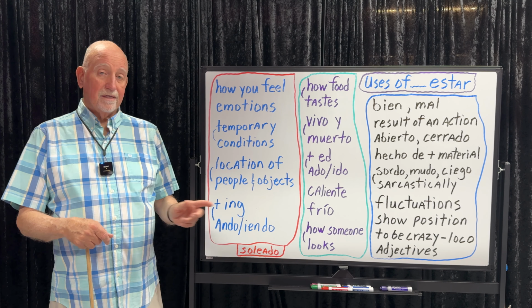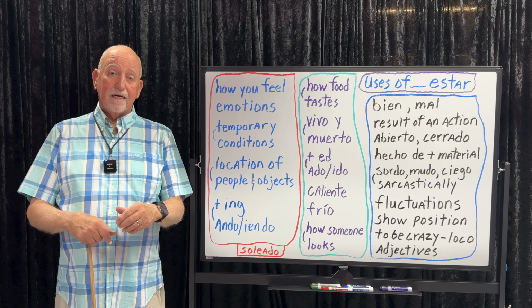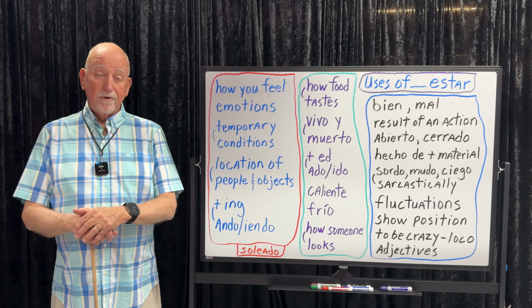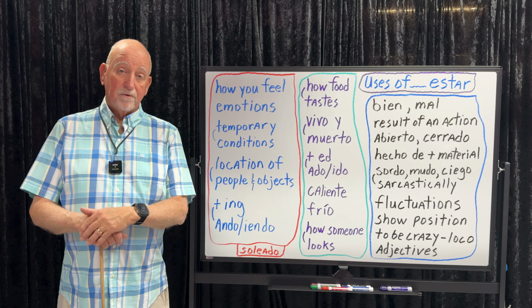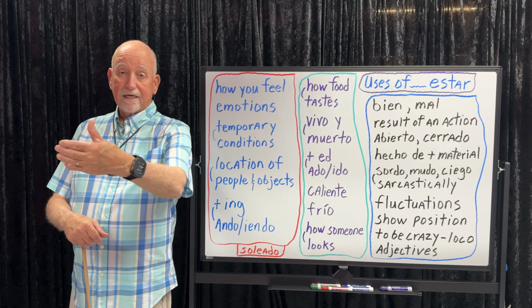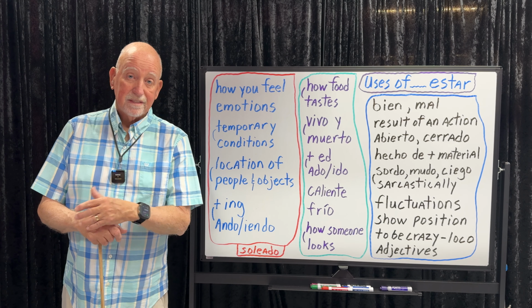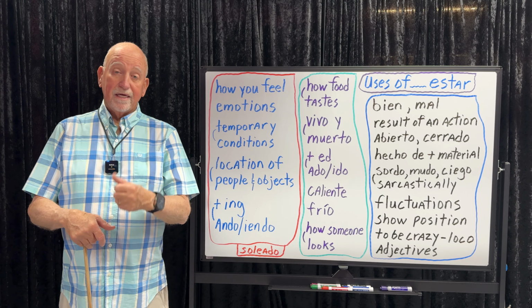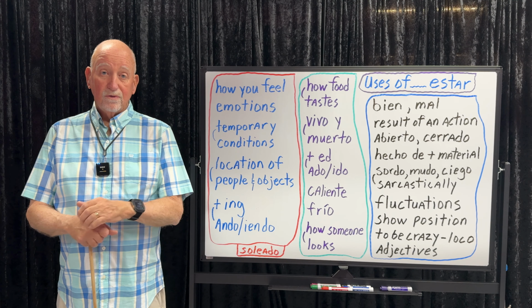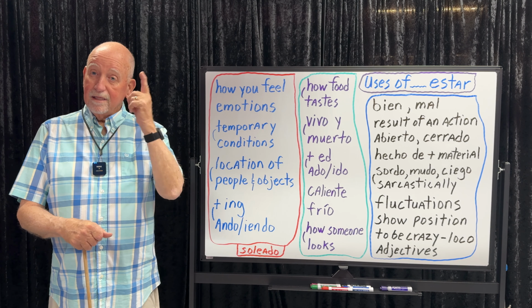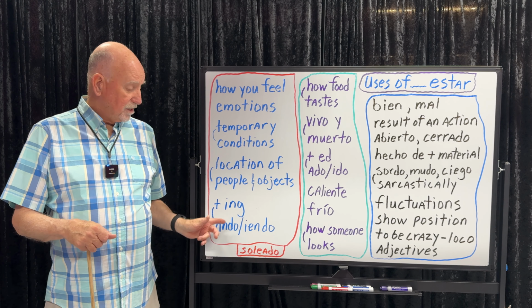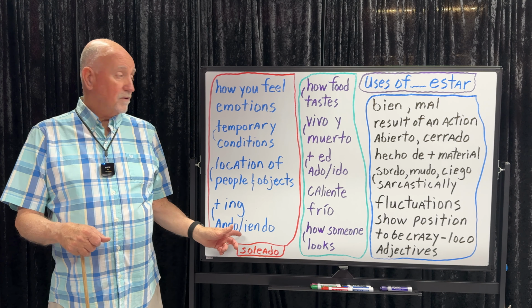Estar plus ando, yendo. You know that. It's raining, está lloviendo. It's snowing, está nevando. I am reading the book, estoy leyendo el libro. Mom is sleeping, mamá está durmiendo. Papá is taking a nap, papá está tomando una siesta. We're running, estamos corriendo. We're working hard, estamos trabajando duro, right? The bell is ringing, la campana está sonando. ING, you're going to use estar with your ando, yendo.